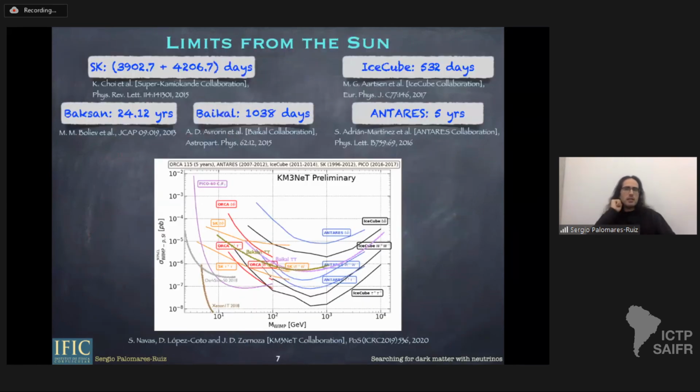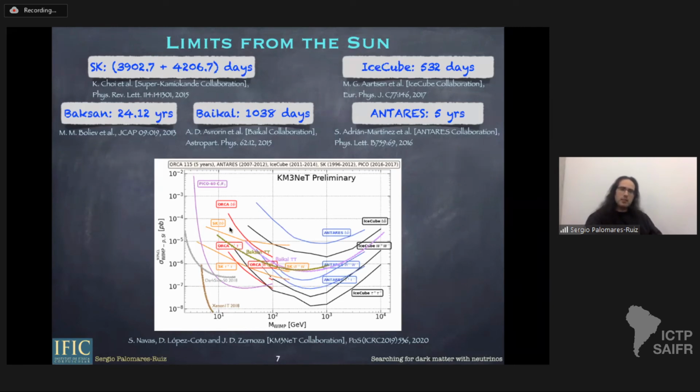So what are the limits we have from the Sun from different experiments? We have Super-Kamiokande, IceCube, ANTARES, and also Baikal and Baksan, which could also give some limits. In general, we can put limits on the spin-independent or the spin-dependent cross-section. Typically for high masses, above about 100 GeV or so, neutrino telescopes dominate. The different lines here are annihilation to different channels, and different colors are different experiments.